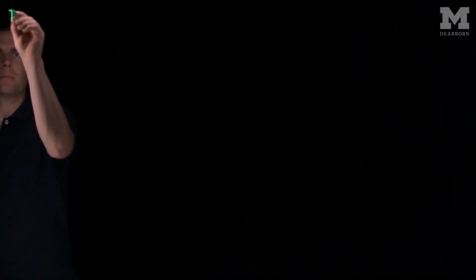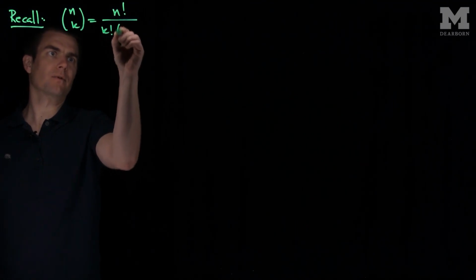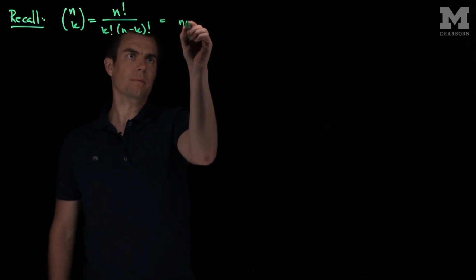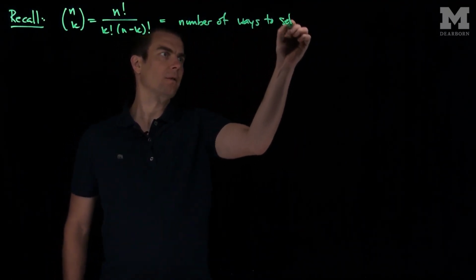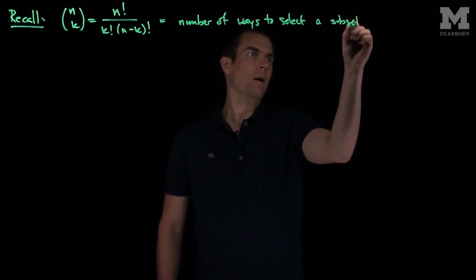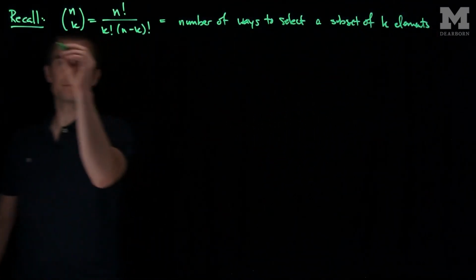Hello students, in this video we'll discuss Pascal's triangle and its relationship to the binomial coefficients and to combinations. So we recall that we have this object n choose k, which is n factorial over k factorial times n minus k factorial, and this is the number of ways to select a subset of k elements from n.